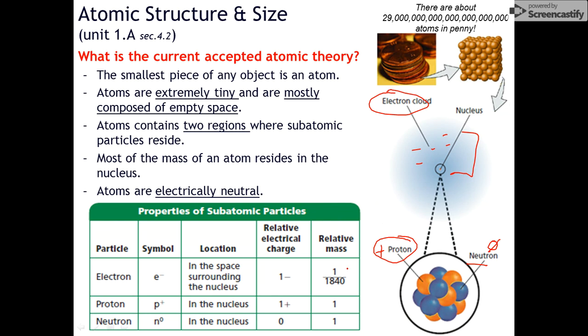Another interesting thing about the electrons is that they're really tiny. Like if I got a Costco pizza and I divide it up into 1,840 pieces, one Costco pizza would be the size of a proton. One Costco pizza would be the size of a neutron. But yet an electron would be that one piece out of that 1,840 pieces of that Costco pizza, right?